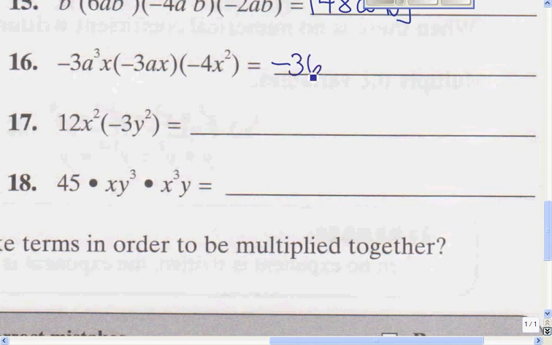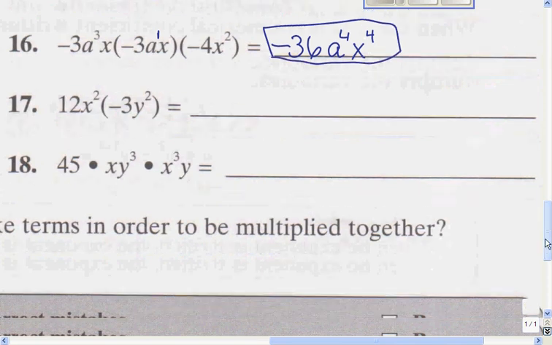Now I'm going to add up my variables. A to the third times a to the first is a to the fourth. Right? 3 plus 1 is 4. Then x times x is x squared, and x squared times x squared is x to the fourth. There's my answer. I just keep doing the same process over and over again.